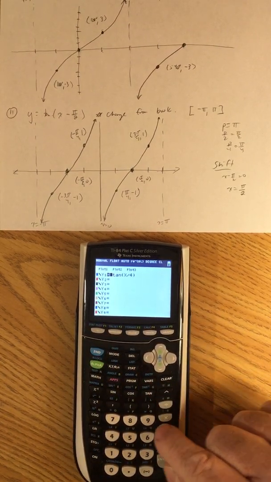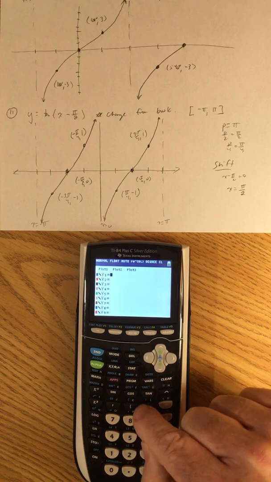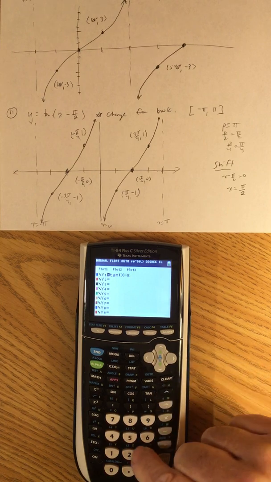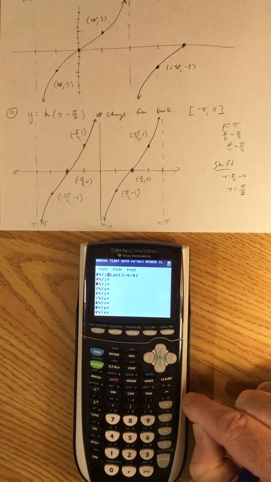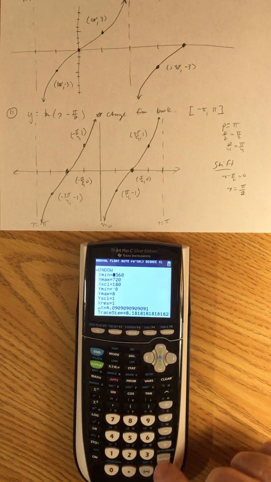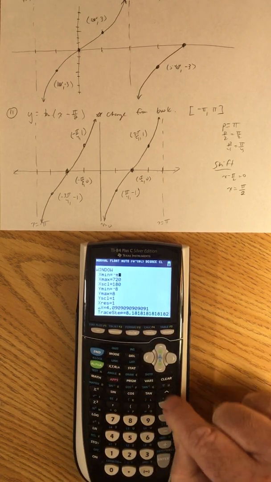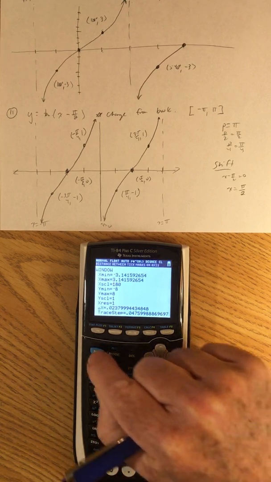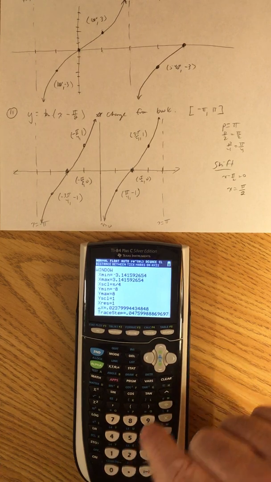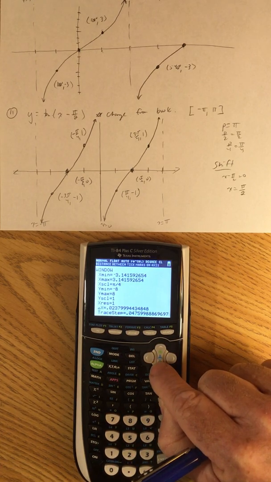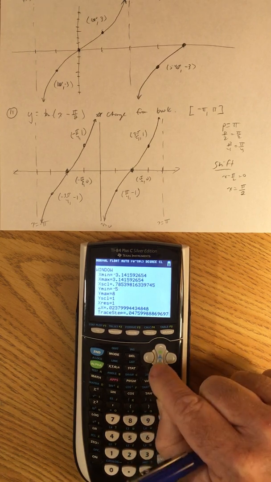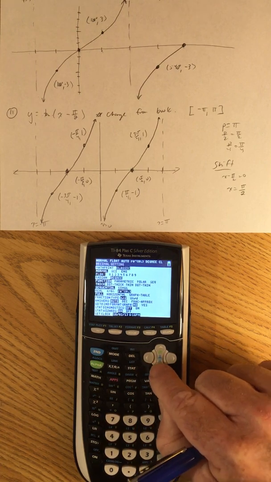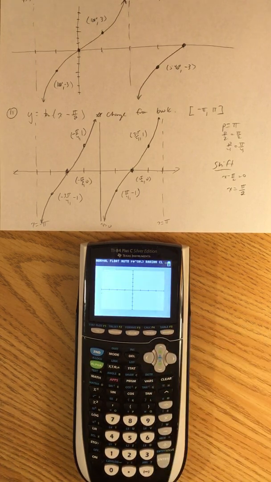Okay, so we have tan. Let's clear that. X minus pi over 4. And our window is negative pi to positive pi with tick marks at pi over 4. And I don't think we need to go negative 8 to 8 this time, maybe negative 5 to 5. Now I didn't change the mode, which is going to be important. And then we graph.